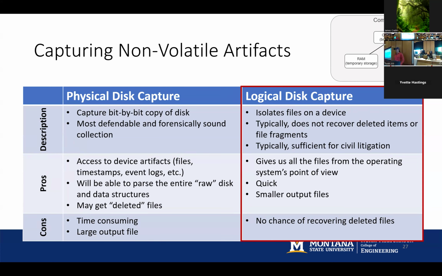The next type of non-volatile artifact capture is the logical disk capture. This is going to be more of a targeted capture. Anything that we can see in our file explorer, that file tree, if we see a file that's located there, we can specifically target that. The downside to this is we're not going to be able to see any of the files that have been deleted, so we're not able to capture any of those in this logical disk capture. This is a lot quicker because the output files are going to be smaller because we're targeting specific things.